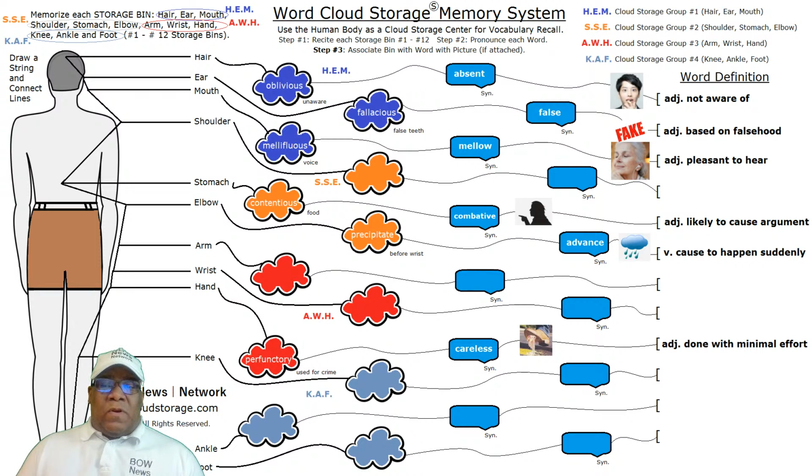And then we see, of course, the pleasantness of that picture. So also we attached it to the mouth. Most importantly, we attached it to the mouth storage bin. So now that we have mellifluous attached to the mouth storage bin is another association to firmly implant the word mellifluous and what it actually means.